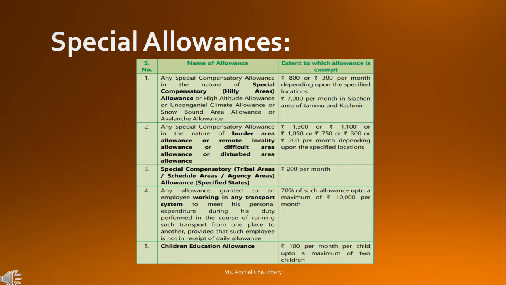Next is your special compensatory allowance for tribal or scheduled areas, that is rupees 200 per month. The amount which you are getting as your allowance is non-taxable, or you can say exempted from tax, up to rupees 200 per month. For any transport allowance, it will be 70% of such allowance up to a maximum of rupees 10,000 per month. Next is children education allowance: rupees 100 per month per child up to a maximum of 2 children. So whenever an employee is having 2 children, the person will get the benefit up to 2 children, and that is rupees 100 per month per child.